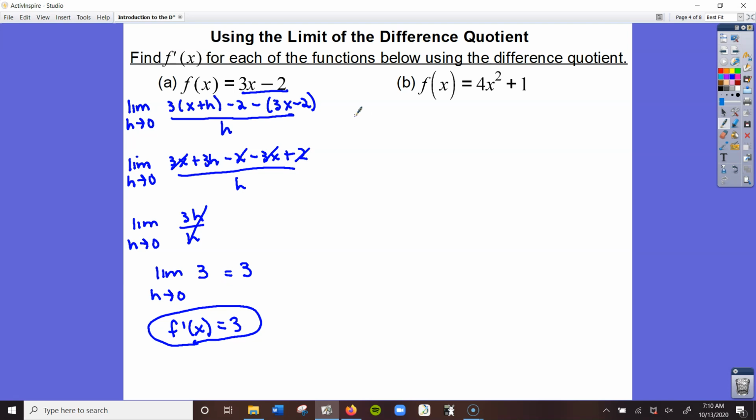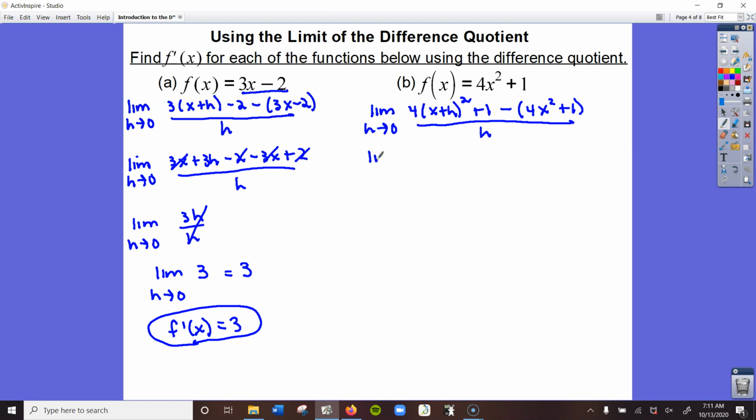Now let's try with this particular function. We have the limit as h is approaching 0. Remember f of x plus h first, so 4 times x plus h, close parentheses, squared, plus 1. Then minus all of f of x, which is 4x squared plus 1, and everything is all over h.